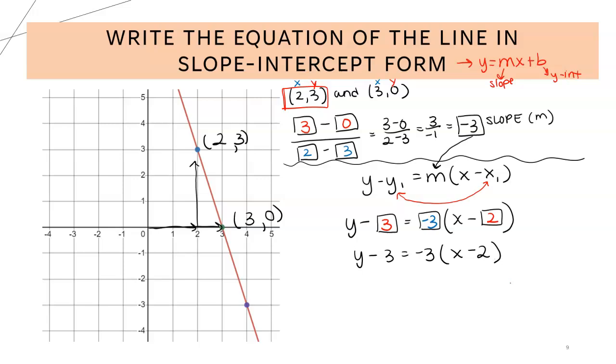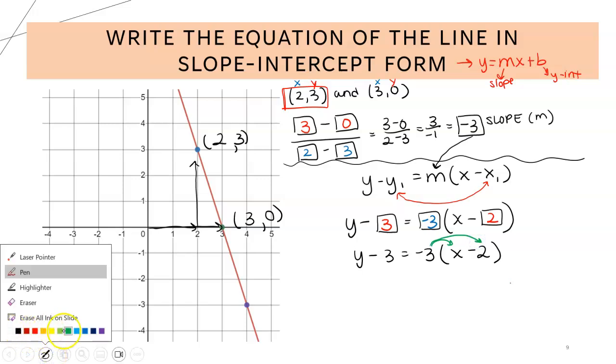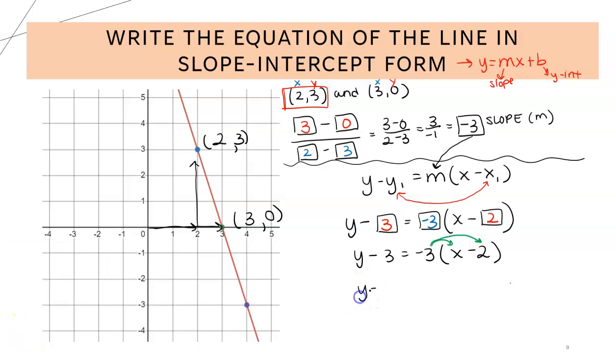Point slope form is great. However, we want to write it in a way that's a little bit easier for us to graph. So we are going to do some simplification. The simplification has 2 steps involved. You are going to distribute that slope, so the -3. And what that means is I am multiplying -3 with x, which is -3x, and -3 with -2, which is going to turn it into a +6.